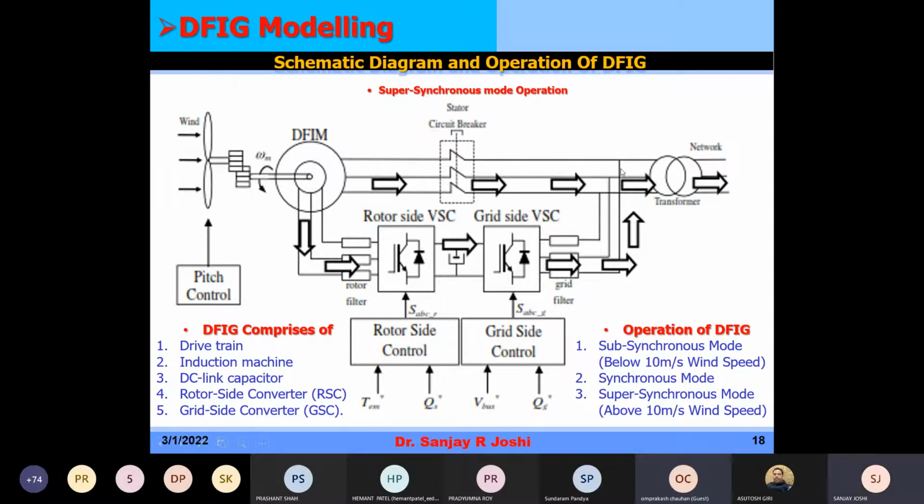Now see here, super synchronous mode operation is shown, which means the wind speed is more than 10 meters per second. Power is fed by the stator to the grid, and power is also fed by the rotor to the rotor side converter, then the grid side converter, and then to the grid. In the subsynchronous mode of operation, part of the total power produced will be fed back to the rotor. So this is how it operates.